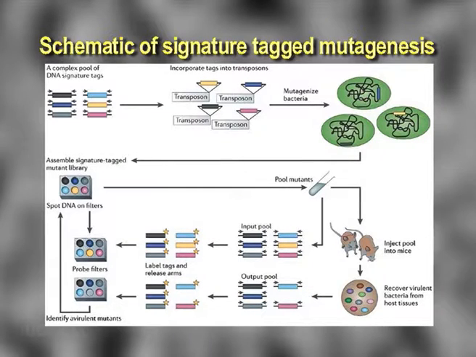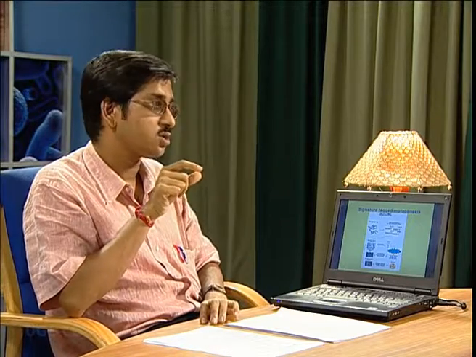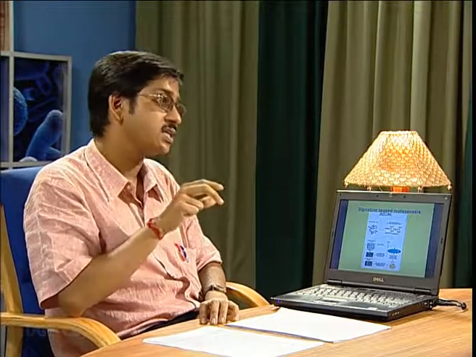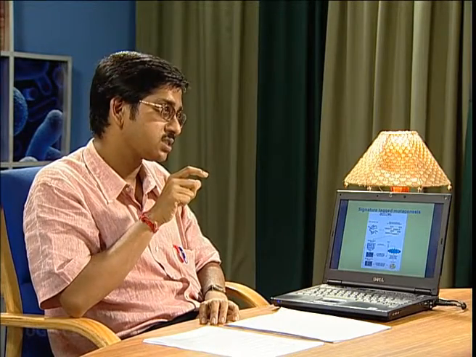Another important aspect of this is the signature tag mutagenesis. So what is signature tag mutagenesis? As you look at the figure, there are certain DNA signature tags, and these DNA signature tags are incorporated on the transposons or on the transgenes. So these are transposons which are present and these are sitting on the transgene. Because it is sitting on the transgene, it will affect the expression of the genes present in this transgene.